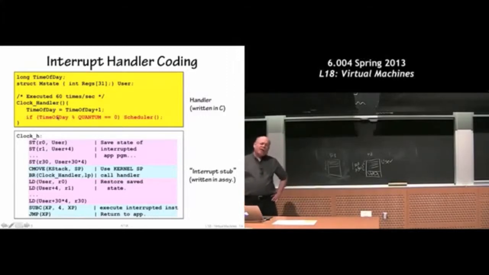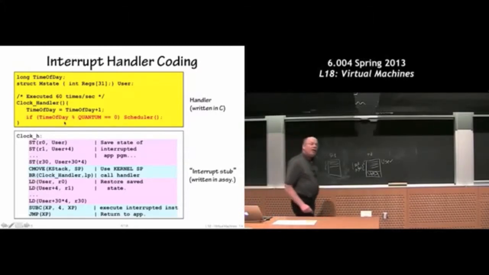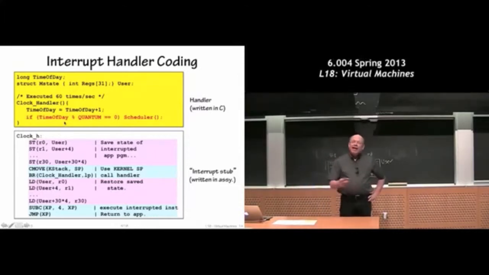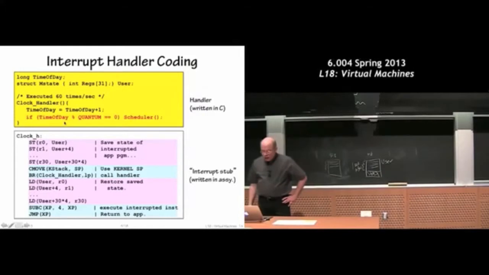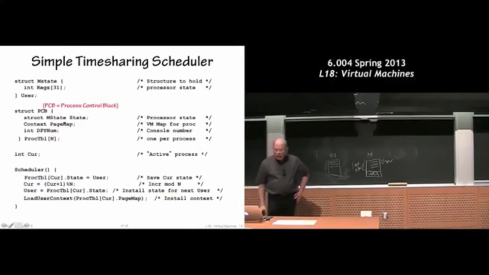Suppose we wanted now to actually timeshare the machine. If every some number of clock interrupts, we said, hey, I want to go run some other process. So let's say every 5th clock interrupt, I'm going to say, okay, it's time to go run some other process. Well, here's how that might work.